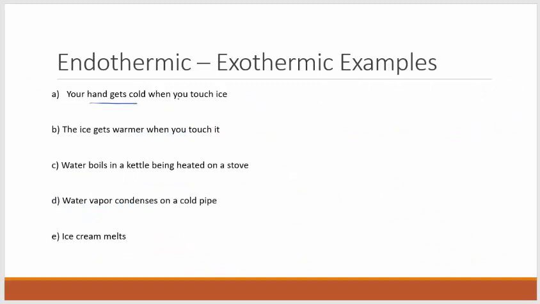Let's say your hand gets cold when you touch ice. Again, is that a physical process or a chemical reaction? Well, clearly that's a physical process. If your hand is getting cold, your hand is releasing heat, so it's exothermic. Your hand is getting colder. The ice, on the other hand, is endothermic. It's absorbing that energy.